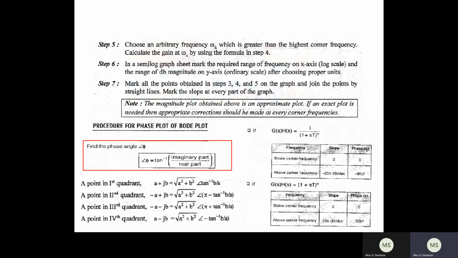We can also have the transfer function as minus a minus jb. The magnitude is root of a square plus b square, and the phase angle is pi plus tan inverse of b by a. Similarly, we can have the transfer function as a minus jb. Then the magnitude is root of a square plus b square, and the phase angle is minus tan inverse of b by a. These are the important things we should remember. Then we can easily write the phase angle equation.